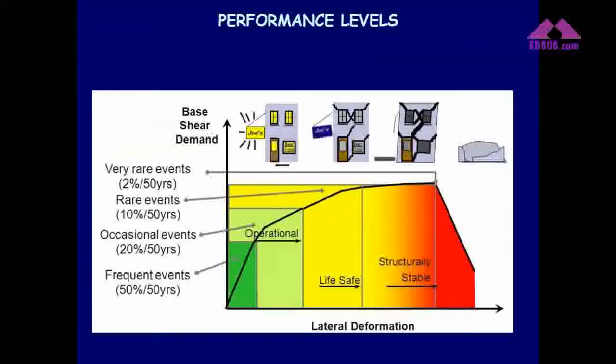Generally, for a residential building or office building, for frequent events like earthquakes that can happen any moment, which have a probability of exceedance of 50% in 50 years, we want no damage. The building should be operational. For occasional events that can happen maybe every 5 or 6 years, let's say, which have 20% in 50 years, we want our building to remain at the immediate occupancy level. For rare events which are given in the codes, we want our building to be safe enough that we can get out of the building. The building can be damaged, so this level is called the life safety level. And for very rare events that we generally do not design our buildings for, we want our building to be structurally stable.